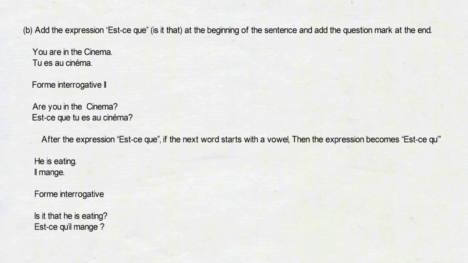Now for the second form, we have one more thing. After the expression est-ce que, if the next word starts with a vowel, vowels are A, E, I, O, U, Y and H. H is a semi-vowel. If the next word starts with a vowel, then the expression becomes est-ce qu'. We will delete the E. So it will be est-ce qu'il mange. Here we can see est-ce, q-u, then apostrophe il. So we joined the two words que and il, because que is ending with e, then we have il. So we deleted the e and put an apostrophe on that. So est-ce qu'il mange. Okay.